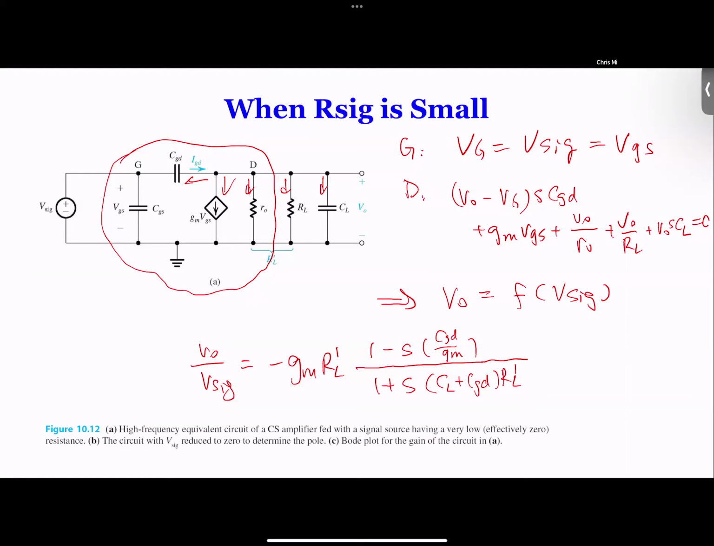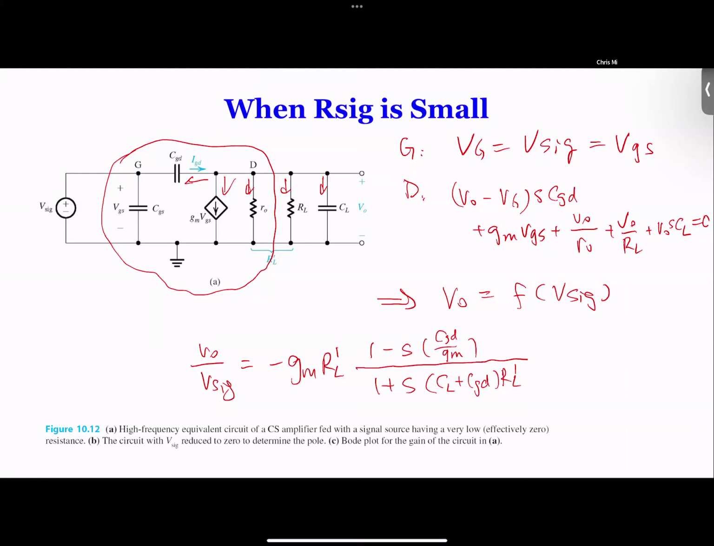What happens if S has such a value that the 1 minus this term in terms of amplitude is 0? What happens? You get 0. Which means our gain is going to go from the middle band gain, reduce to 0, and reduce to some other value.